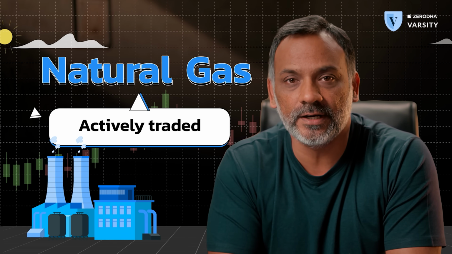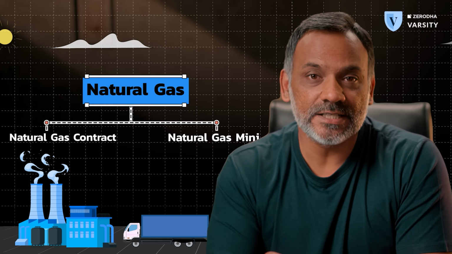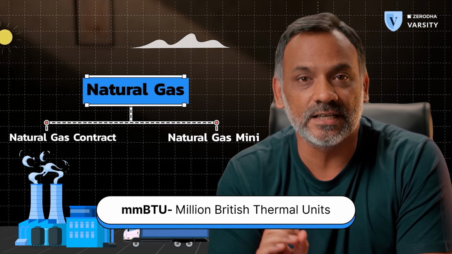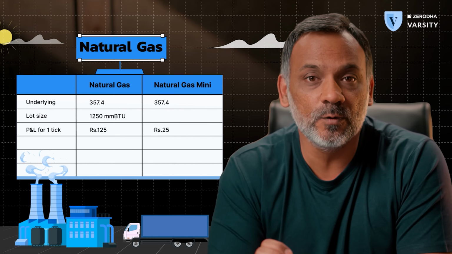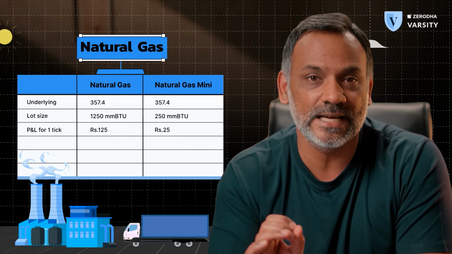While we are talking about crude oil, it also makes sense to touch upon natural gas. Natural gas is also a very actively traded commodity on Multi Commodity Exchange. Like crude oil, natural gas is also available to you in two variants, the natural gas contract and the natural gas mini. The quotation for natural gas is in MMBTU, which stands for Million British Thermal Units. The lot size for natural gas contract is 1250 MMBTU and 250 MMBTU for natural gas mini.